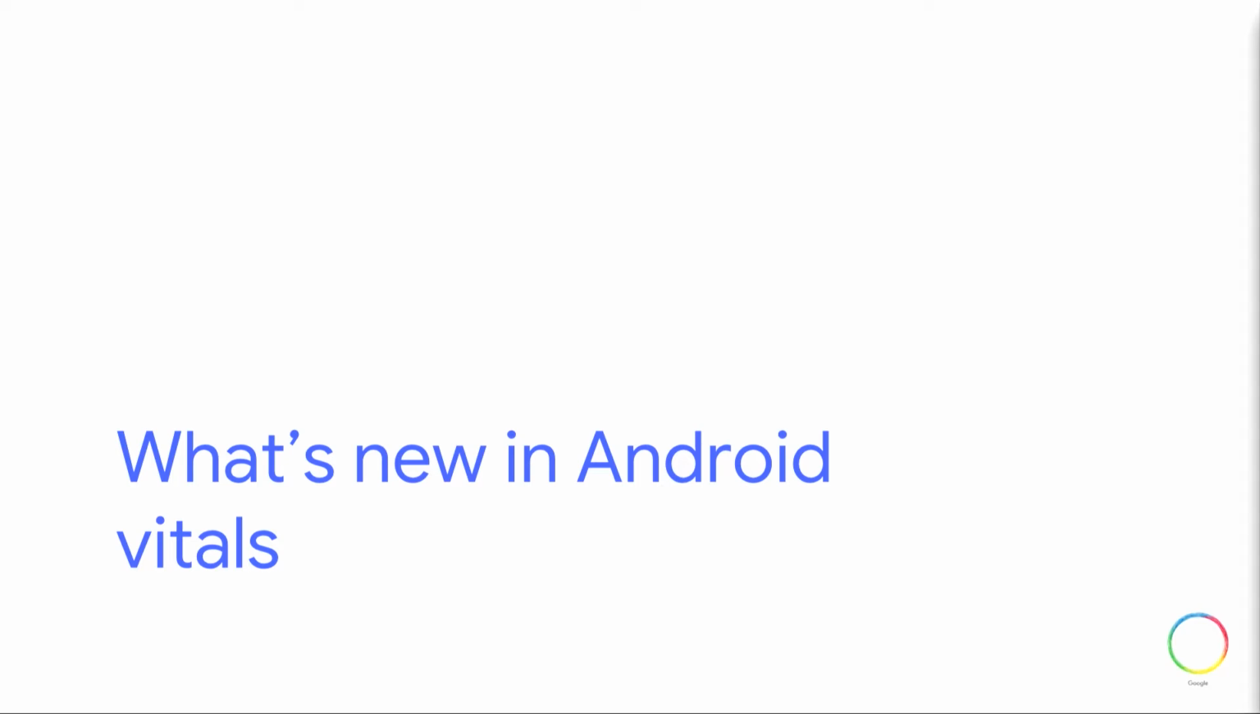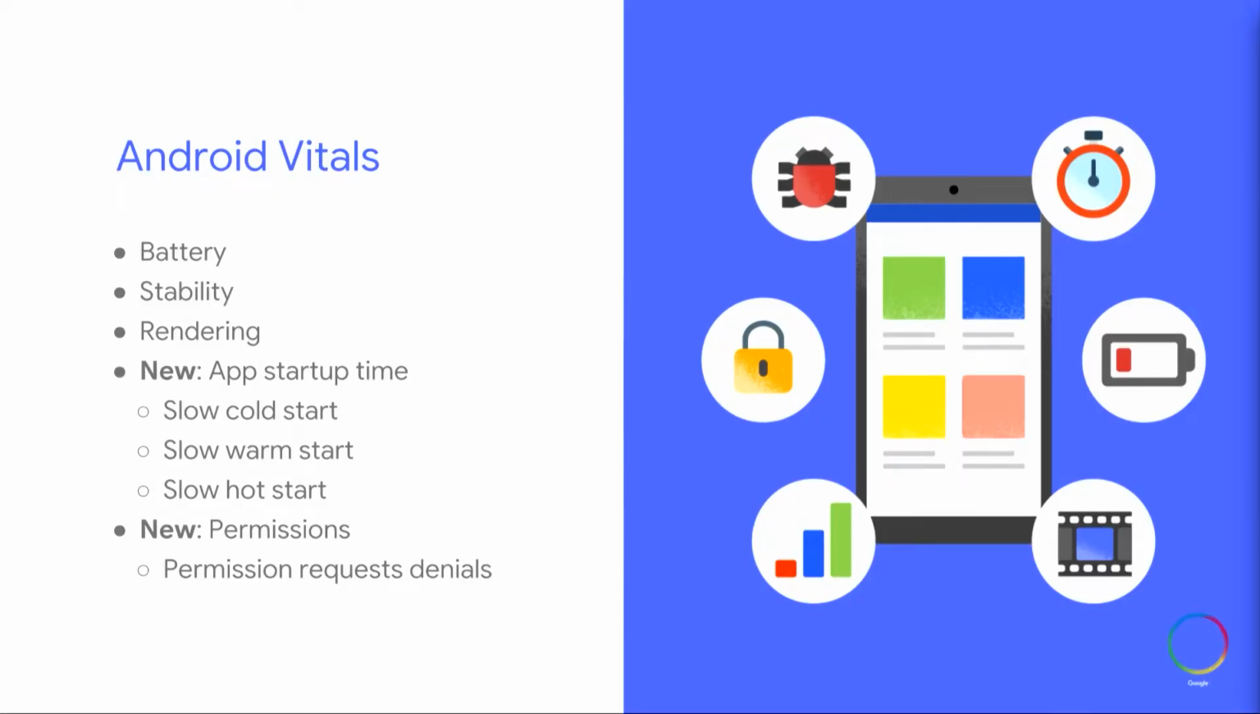Since we launched Android Vitals a year ago, lots of developers have told us how it has helped them improve their app performance. We've received a lot of great feedback, and we've used that to improve the product. I'm excited to tell you about some of the new enhancements we have available today. I'll begin by recapping what Android Vitals covers. Last year, we launched 3 performance areas: battery, stability, and rendering. And now we're introducing 2 new ones: startup time and permissions.